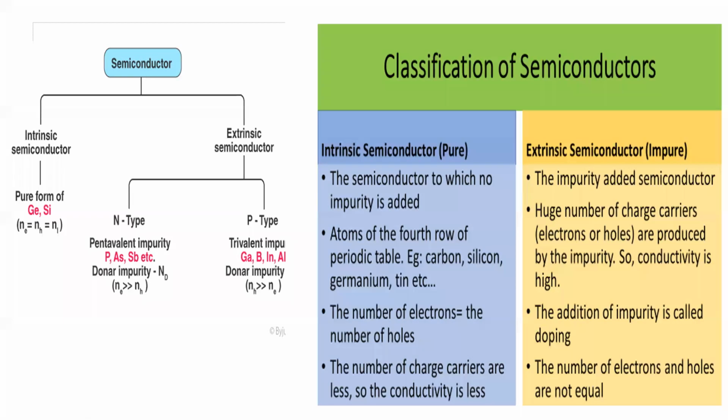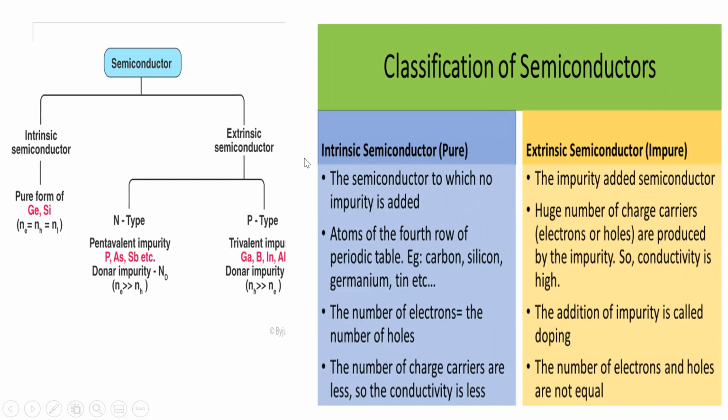This is widely used and very useful when we are using or inventing new devices. And in an extrinsic semiconductor, the number of electrons and holes are not equal. When we discuss N-type and P-type semiconductors, you will see why the number of electrons and holes are not equal. Is that clear? What are intrinsic semiconductors and what are extrinsic semiconductors? Yes, teacher.